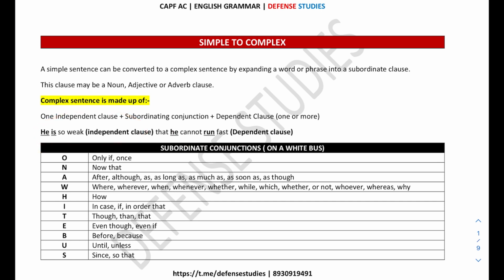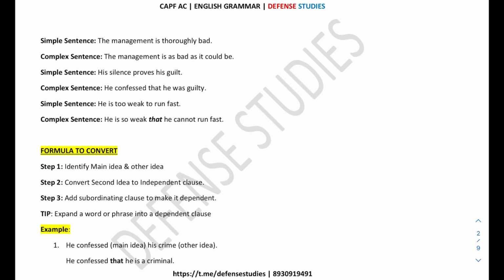Now look at these subordinate conjunctions. To remember them, you need to remember this acronym: "On a white bus." O stands for only if, once; N for now that; A for after. So these are numerous conjunctions which you can learn through this acronym.